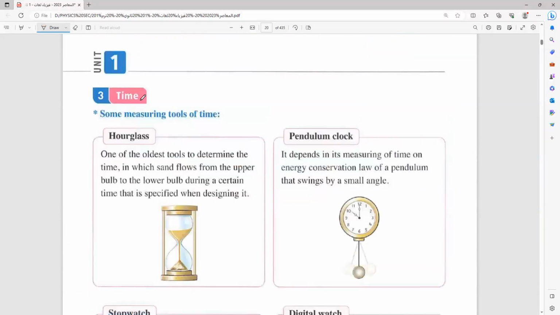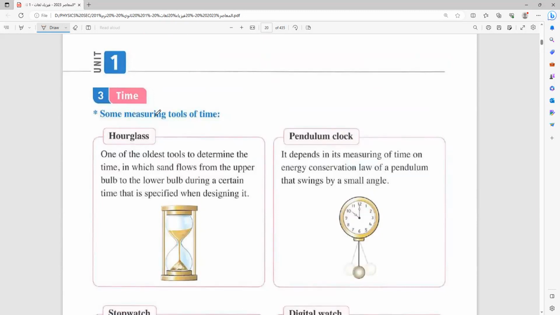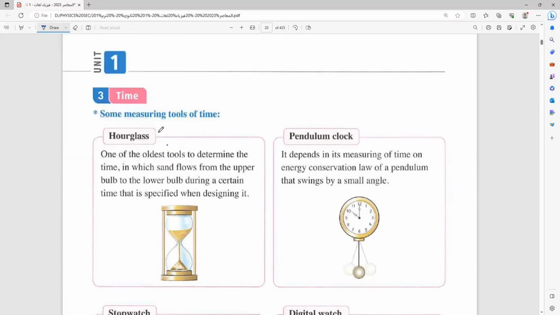Right. Time also has tools, for example. The first one is the hourglass. What does hourglass mean? What is the use of the hourglass? The hourglass was used in ancient times to determine the time in which sand flows from one of its edges to the other, and then returns again from the upper part to the lower part and so on, during a certain time that is specified when designing it.